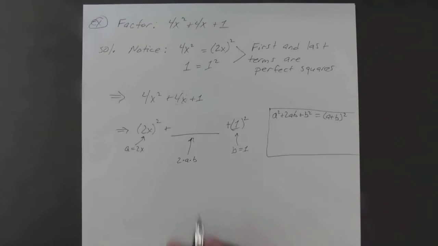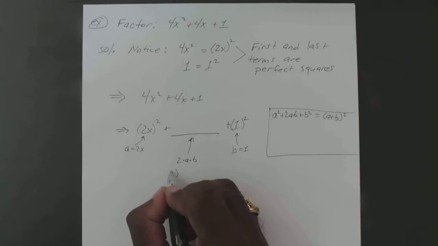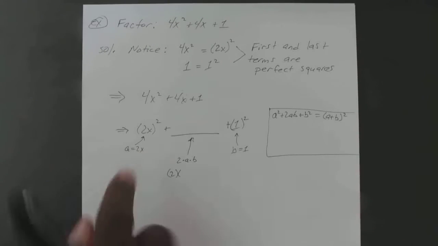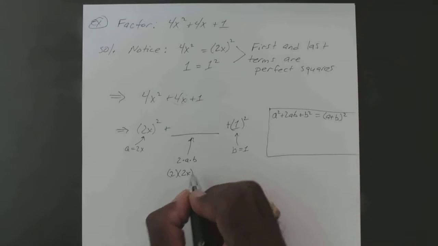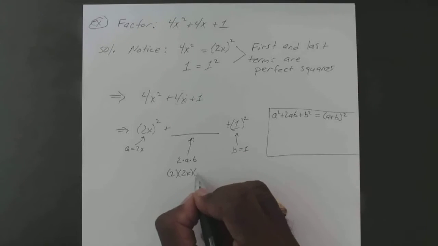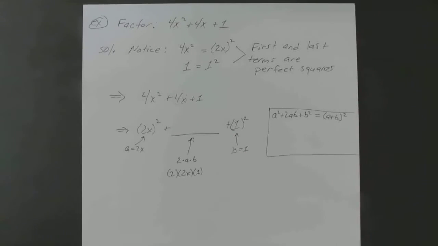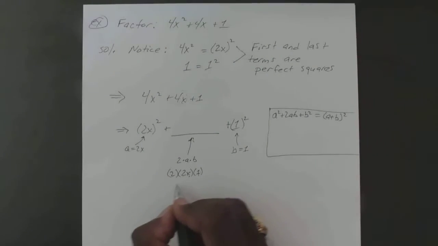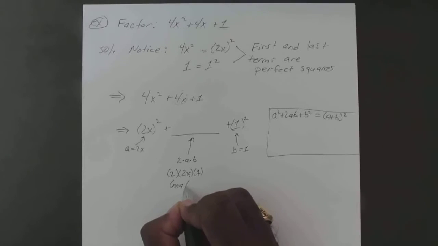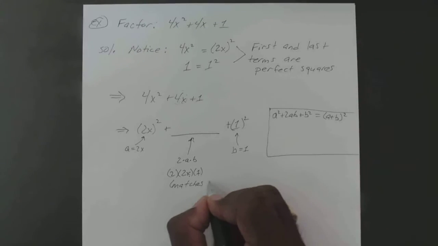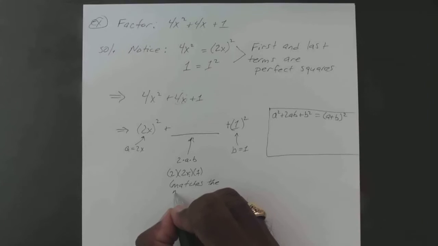All right. Okay, so we can go ahead and test that out. So you have 2 times a, which is 2x, times 1. Okay, so you have 2 times 2 is 4 times x, so you have 4x times 1, which is 4x. So it matches. Okay, so you know this is a perfect square. So it matches the middle term.